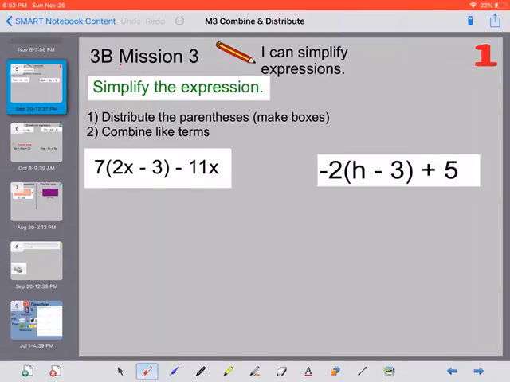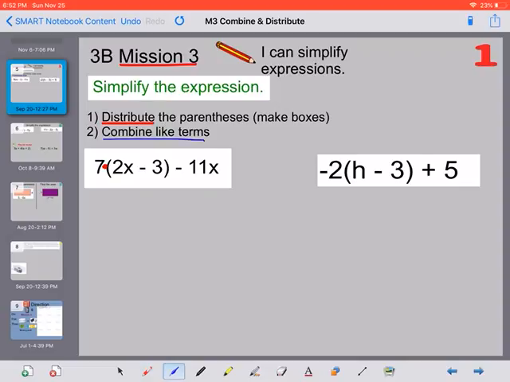Hello, today we are doing mission 3, our final mission. It is simply that I can simplify expressions. In order to simplify our expressions, we need to get rid of our parentheses, or distribute the parentheses. We do that by making boxes to multiply that number, for example 7, by the 2x and by the negative 3. Then we are going to combine our like terms.